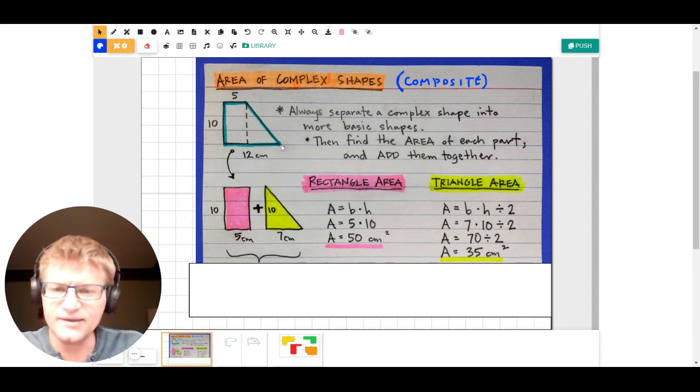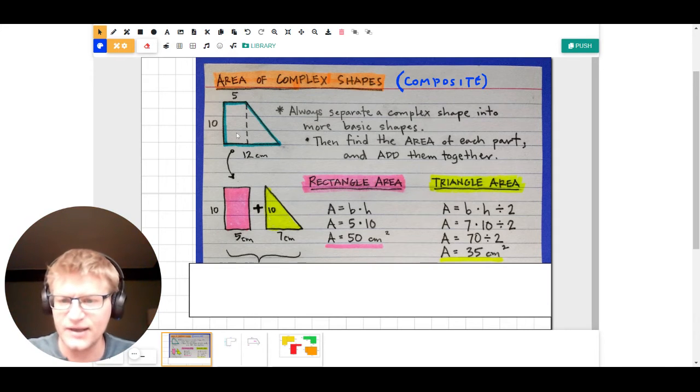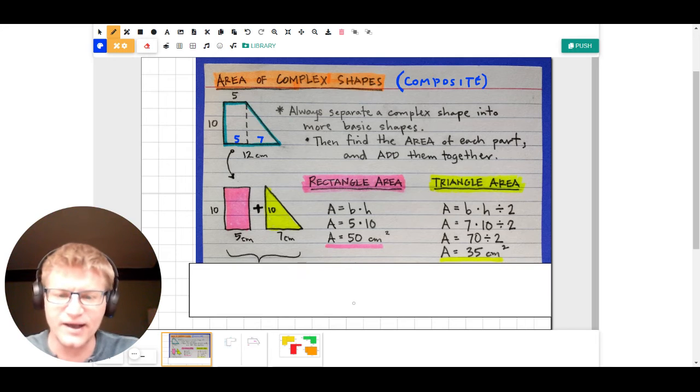Well, the idea is if I have a 12 centimeter bottom side right here, or bottom edge of this entire shape, and I know that this top side is 5, it means that this side right here also, I better write this in, this side also has to be 5, right? And if I know that's 5, I know that this one must be 7, right? 5 plus 7 would give me the 12. And that's what I kind of did down here.